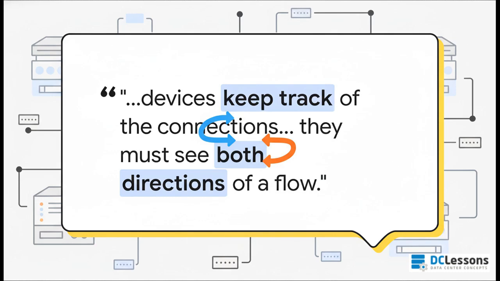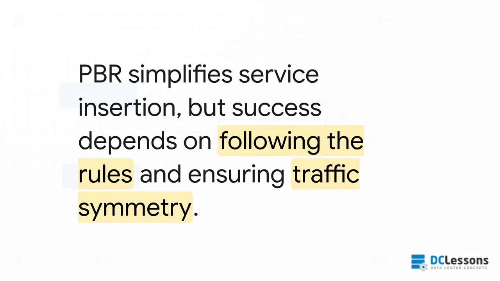And this quote really sums it all up, doesn't it? Stateful devices, like firewalls, are all about tracking connections. And to do that, they simply must see both sides of the conversation. So in any design where you have more than one service device, traffic symmetry isn't just a nice-to-have, it's a non-negotiable requirement. Period.